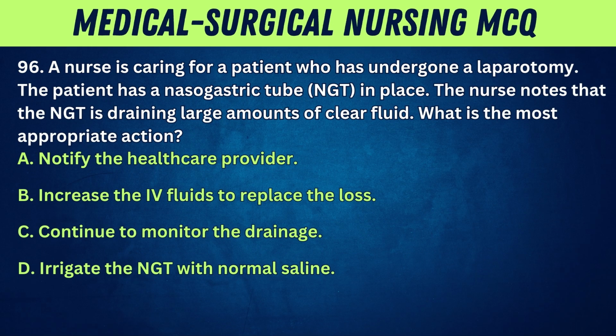96. A nurse is caring for a patient who has undergone a laparotomy. The patient has a nasogastric tube, NGT, in place. The nurse notes that the NGT is draining large amounts of clear fluid. What is the most appropriate action? A. Notify the healthcare provider.